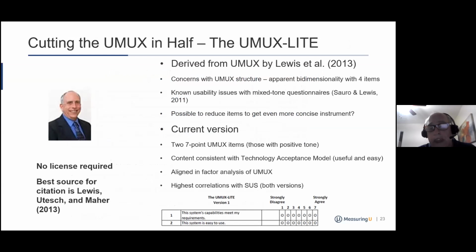But it turned out that if we just extracted the 2 positive tone items, we were also getting a measure that corresponded very closely with the System Usability Scale. And think back to the Technology Acceptance Model. It was a measure of usefulness and ease of use. And if you look at Finstad's 2 positive tone items, "This system's capabilities meet my requirements" and "This system is easy to use," then the parallel is kind of striking.